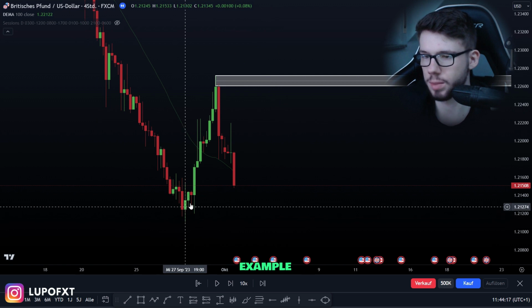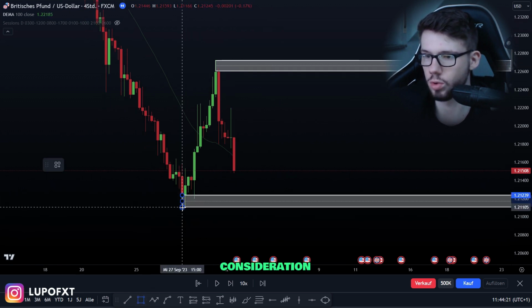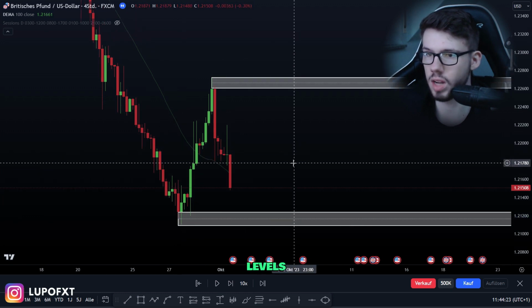On the other hand, for example, we can see that people are buying down here. We could mark this also up and take it into consideration to buy again, or for take profit levels and whatnot.